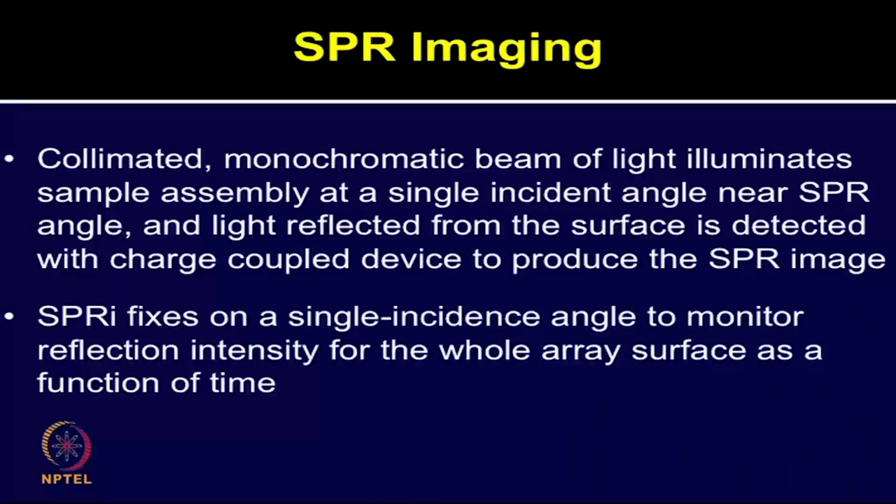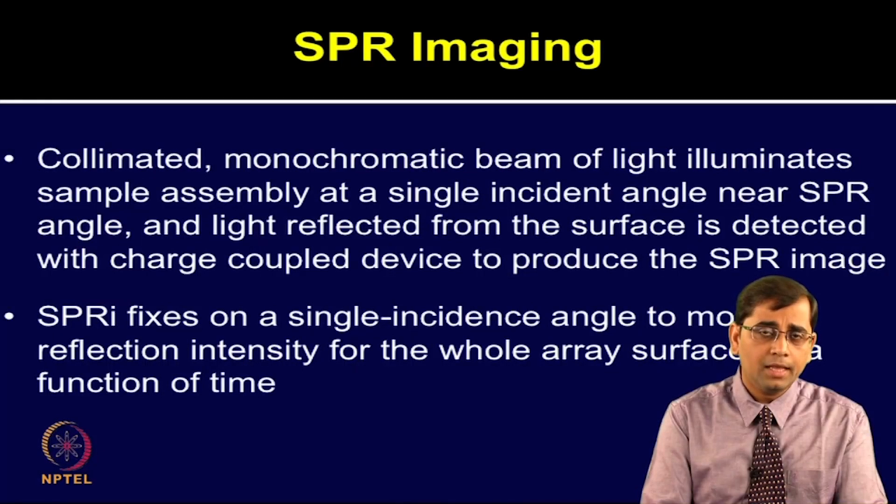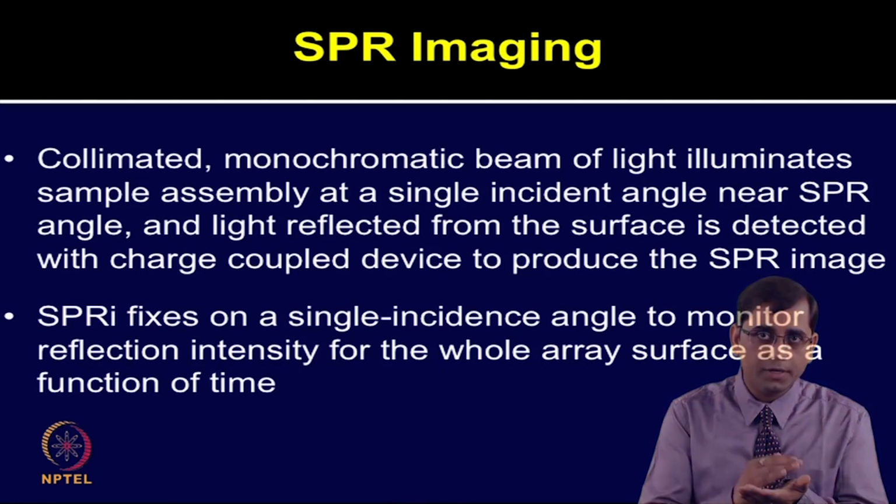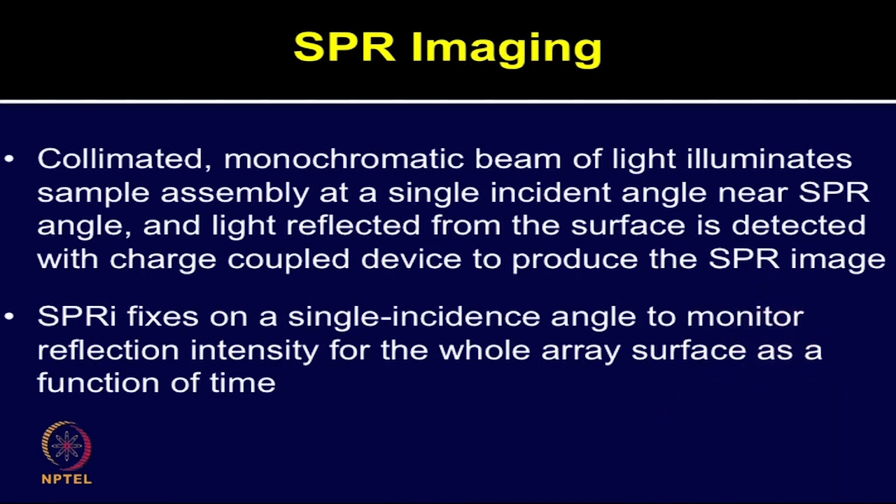The SPRi technique involves a collimated monochromatic beam of light which illuminates the sample assembly at a single incident angle near the SPR angle, and light reflected from the surface is detected with a charge coupled device to produce the SPR image. The SPRi fixes on a single incident angle to monitor the reflection intensity for the whole array surface as a function of time.